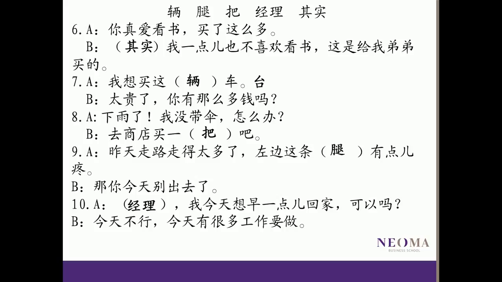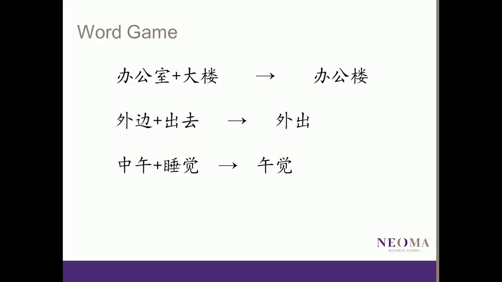Now let's jump to the next part. We're going to make some new words. Word game. You know how Chinese compose their words, right? So 办公室 plus 大楼, you can get a new word, which is 办公楼. It means office building. So the whole building is full of business.